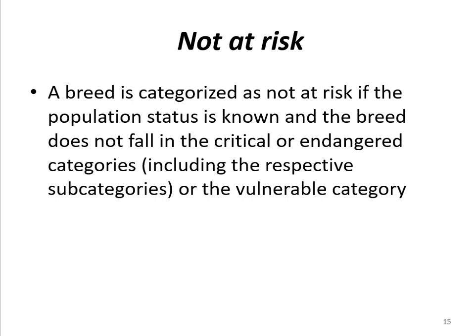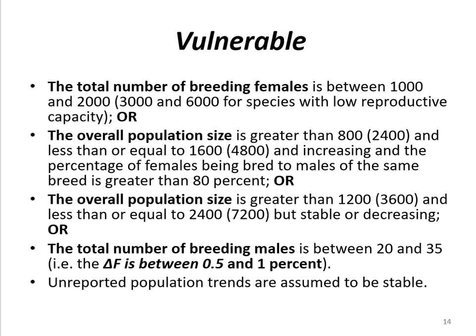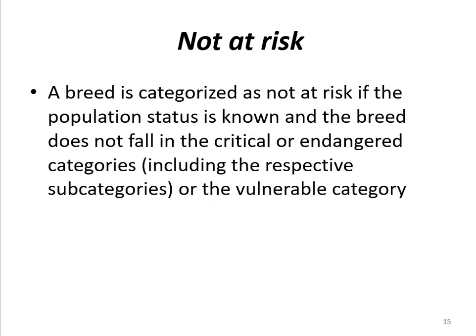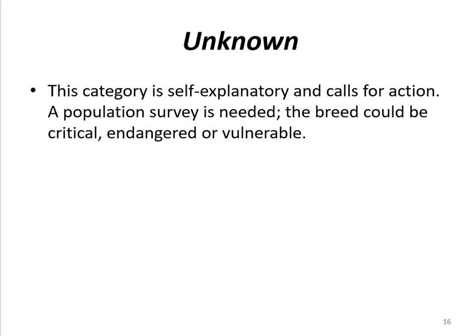And next category is not at risk. If a population is not in the above categories, for example endangered, critical, and vulnerable, then we can categorize it as not at risk. Another status is unknown. If we do not know anything about that population or breed, then we will write against it unknown. This is a very alarming situation, and we immediately need a population survey to see if the breed is critical, endangered, vulnerable, or not at risk.